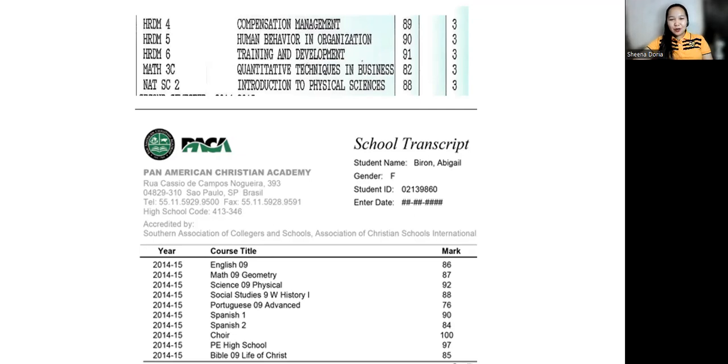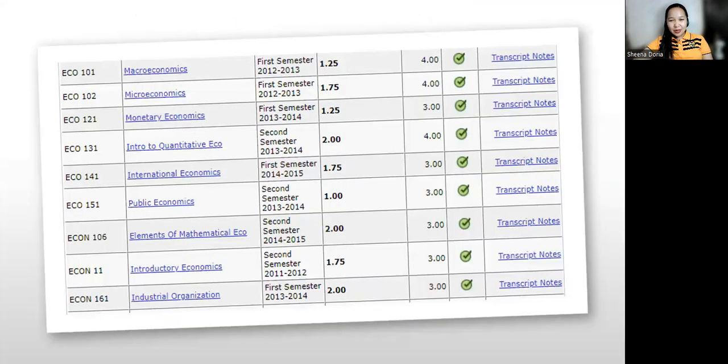And of course, you are familiar with this one, the grading system of UP. Our grading system is 1.0, 1.25, 1.5, etc. So what kind of data are we dealing with in this one?